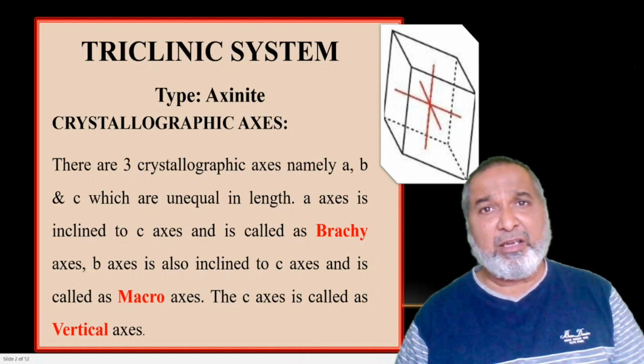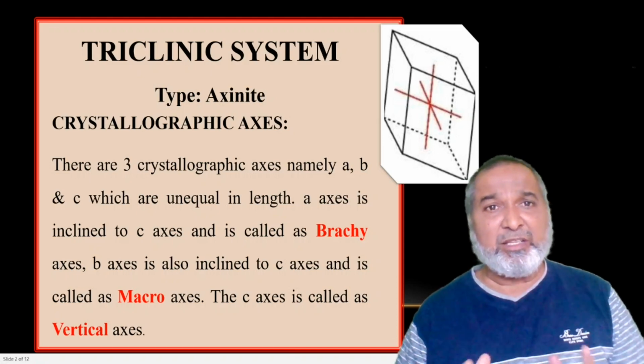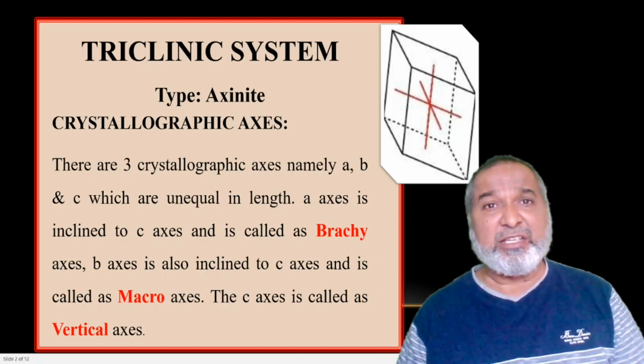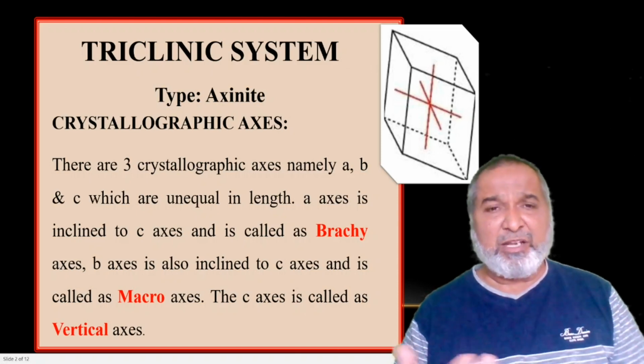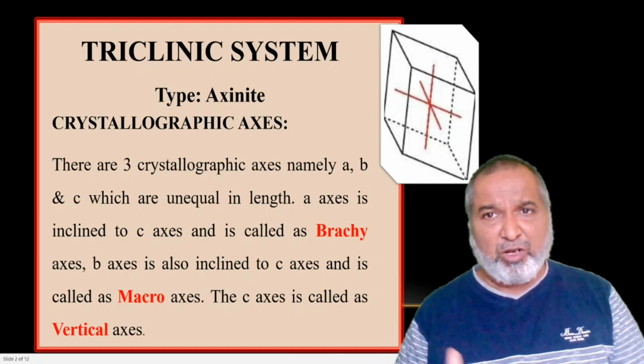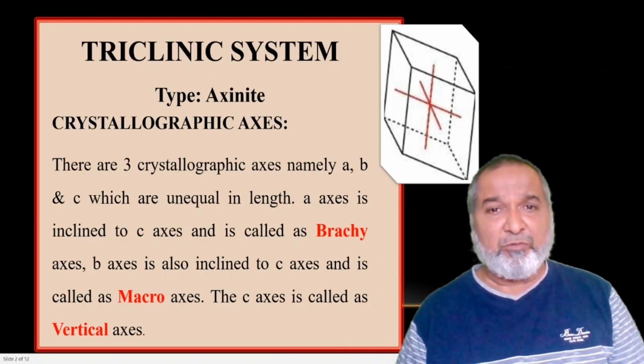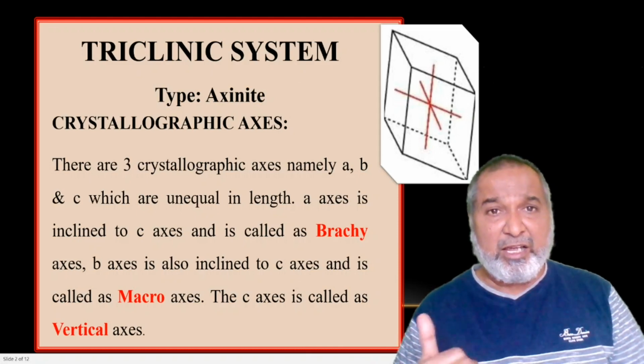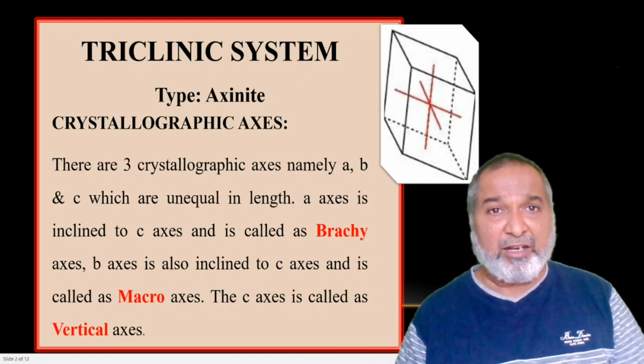The triclinic system, axinite type, basically has three crystallographic axes. All three axes are unequal. A is the smaller, B is the intermediate, and C is the longest one. Sometimes C may become the smaller one and B the longer one. But what is happening in this? A and B both are inclined.